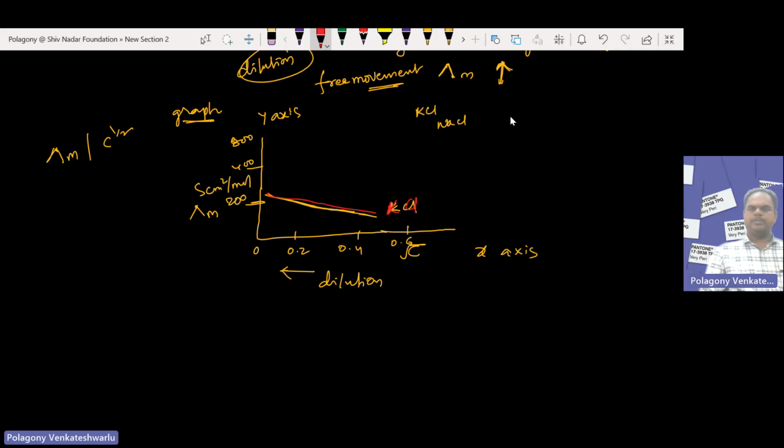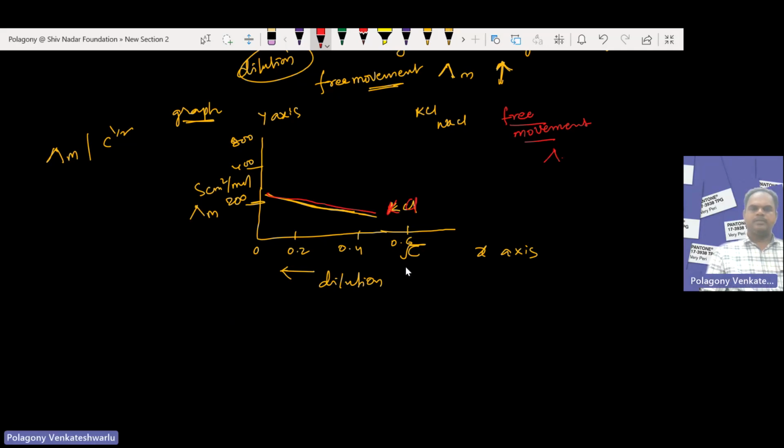So already I mentioned the reason: due to the free movement of a fixed number of ions for increasing of the volume, molar conductivity increases and shows a straight line.